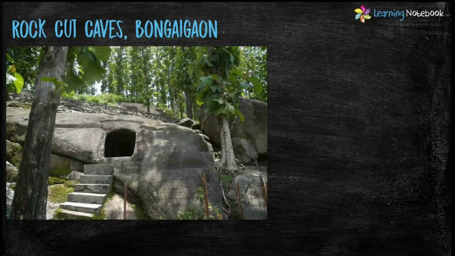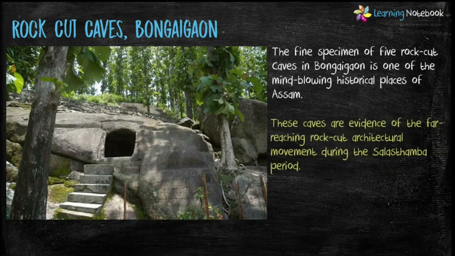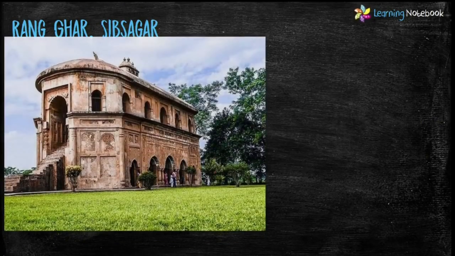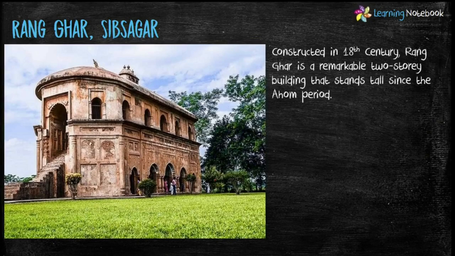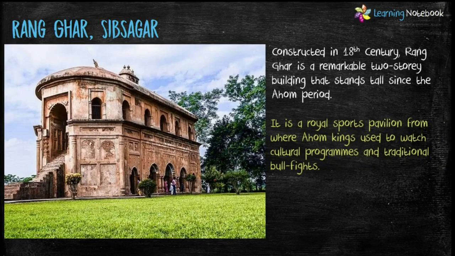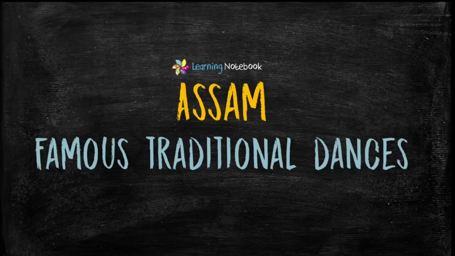Next place is Rock Cut Caves at Bongaigaon. And last heritage site of Assam is Ranghar at Sivasagar. Now let's learn about famous traditional dances of Assam.